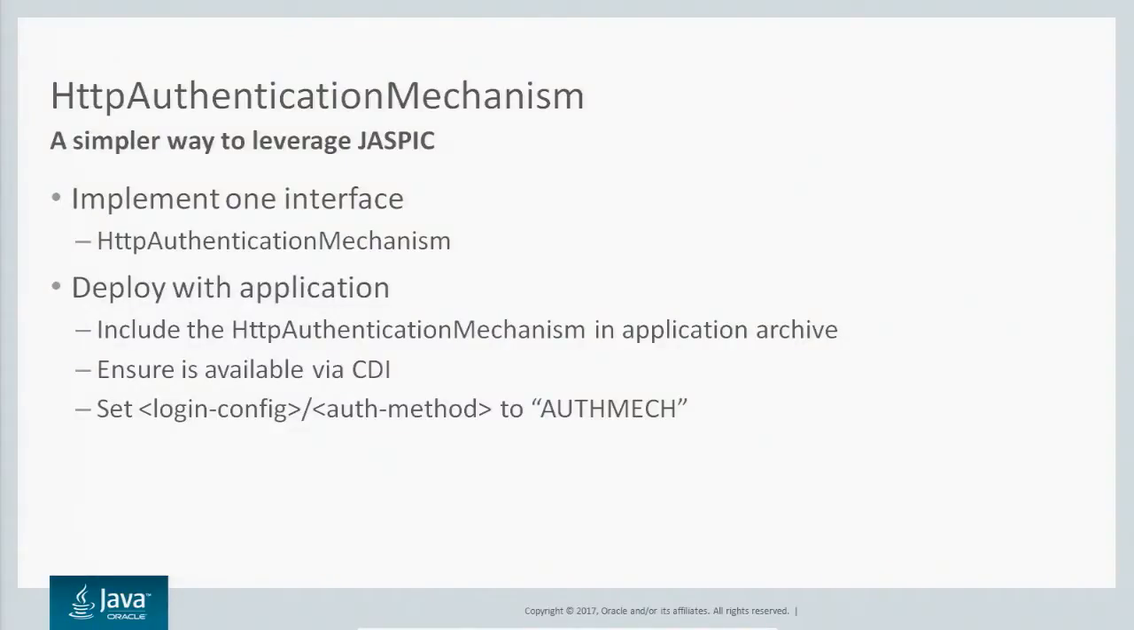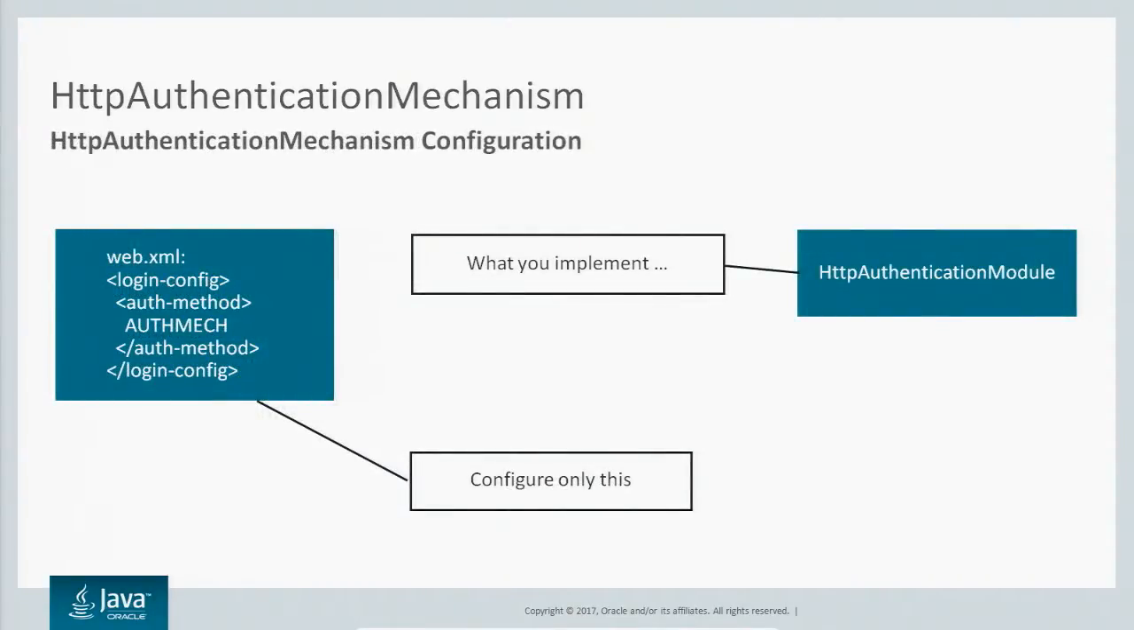So HTTP authentication mechanism is meant to address some of those issues. There's one interface to implement, HTTP authentication mechanism. You can deploy it with your application just by including it in the archive. You make it available via CDI so that it's known to the runtime, and then you tell the servlet container you want to use it by setting your auth method in web.xml to authmech. So what you implement is just the thing that you care about, which is the module with the actual authentication logic in it. And the configuration is an edit to the web.xml.